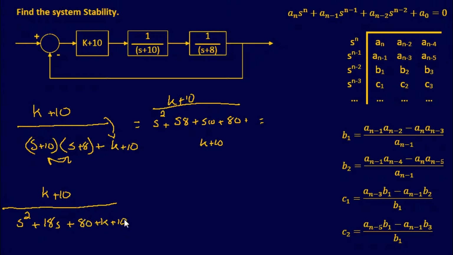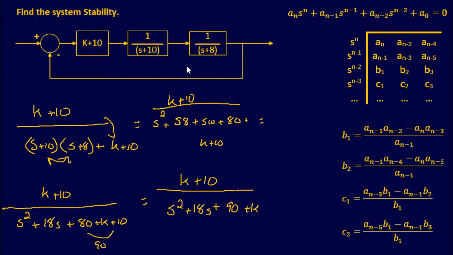Well, I have an 80 and I have a 10, so that should be easy to add those together. Makes 90. So the complete and final equation is going to look like this. S squared plus 18s plus 90 plus k. Okay, so right there, that's our simplified function right there.